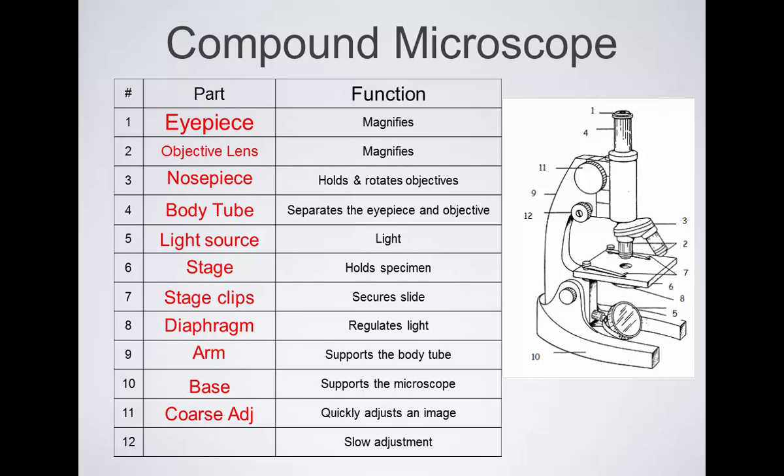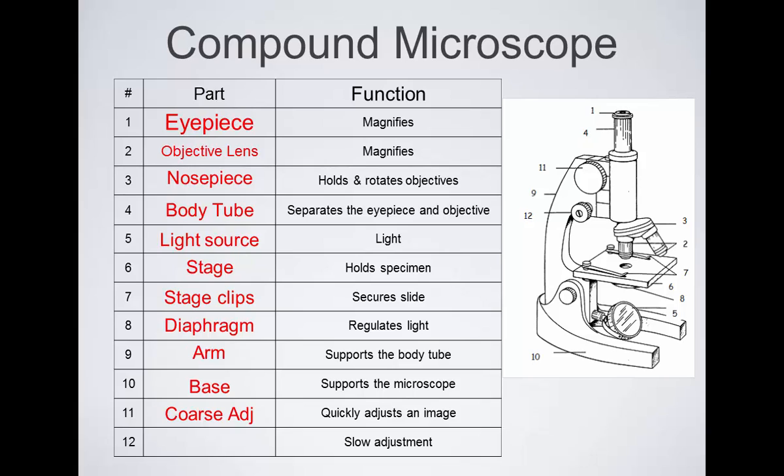It moves things a lot. It gets the object in focus quickly because it moves the stage a lot. The fine adjustment also moves the stage, but only a very, very small amount. So when you're using the microscope, usually you get it in focus as best you can with the coarse adjustment, and then you can fine-tune it by using the fine adjustment knob.